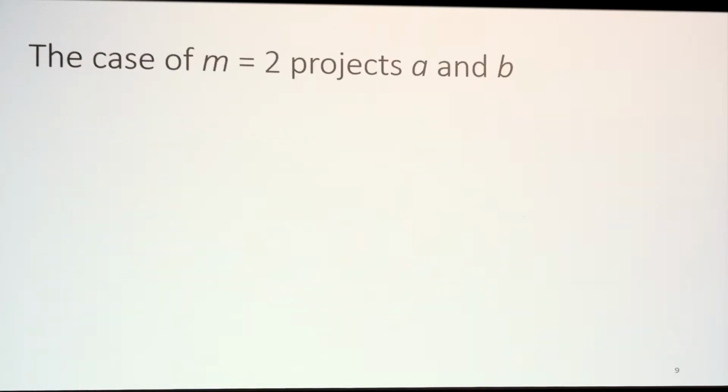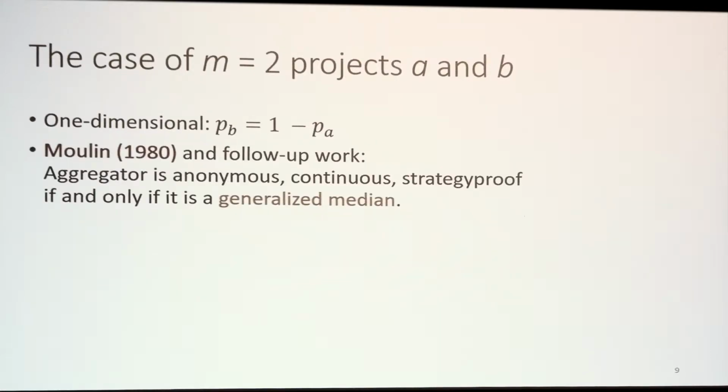Okay. So let me warm up with a known and easy case, which is the case of only two projects, A and B. Because we want normalization here, our inputs and our outputs are normalized, this is essentially a one-dimensional problem. The share of the resource that project B gets is just 1 minus the share that project A gets. And this is a very well-known and famous case that was essentially solved by Hervé Moulin in 1980, who showed that subject to anonymity and continuity, the only strategy-proof mechanisms are generalized medians and vice versa.